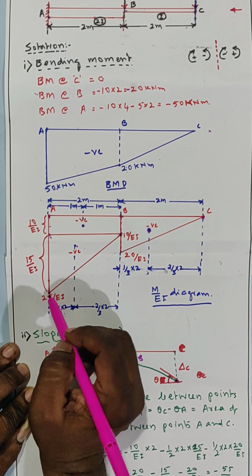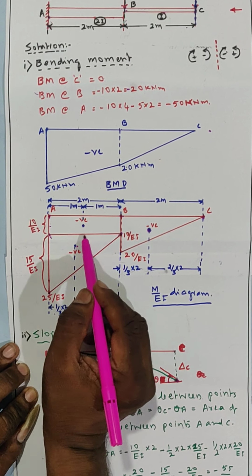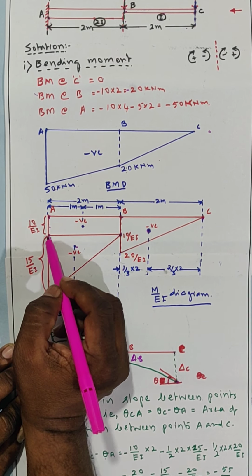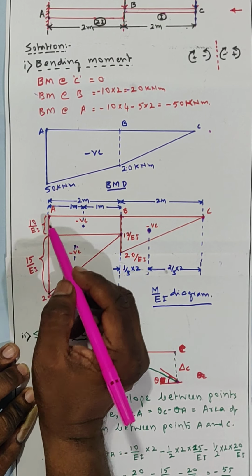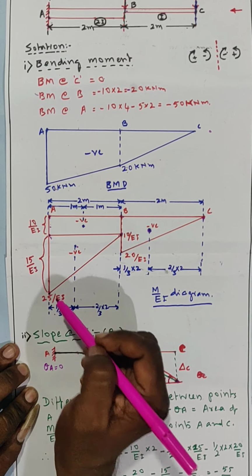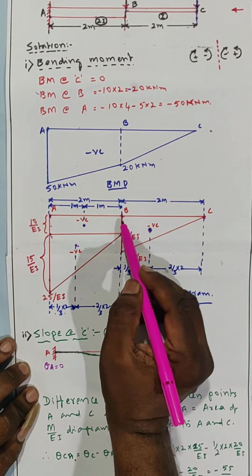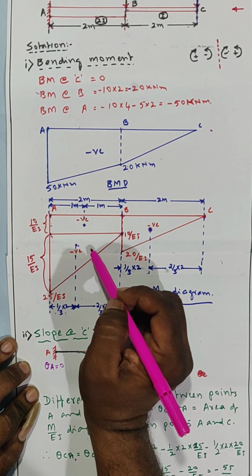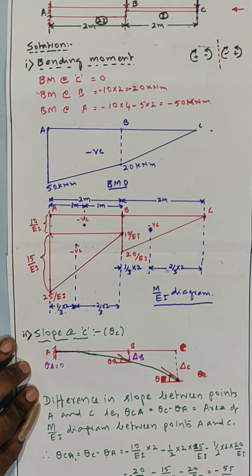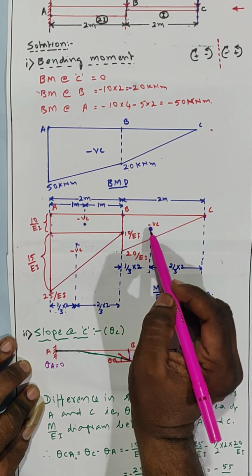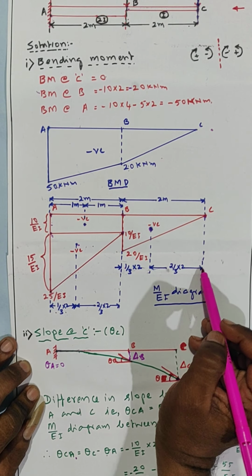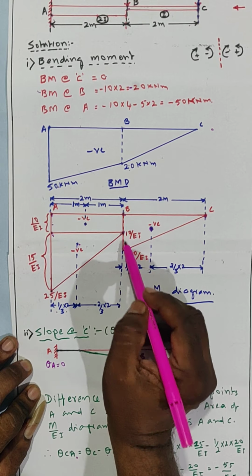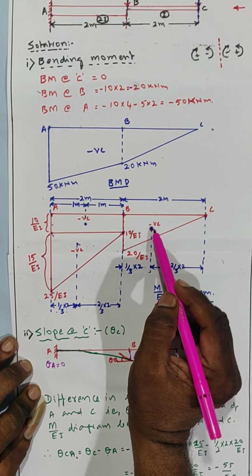Then I am dividing this. See, if I draw a horizontal line to make this a regular rectangle, this is also 10 by EI. Total is 25 by EI minus 10 by EI, remaining 15 by EI. Again I am joining this. I am dividing this diagram into one rectangle and two triangles for the calculation purpose. Again I marked the CGs of this triangle. From apex it is 2/3 of 2, from base it is 1/3 of 2. I marked the CG of this.